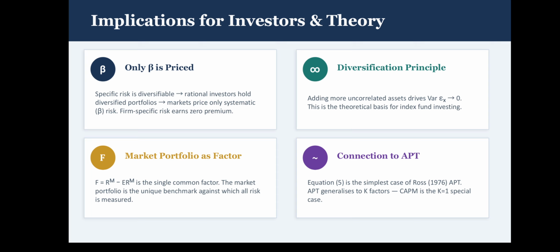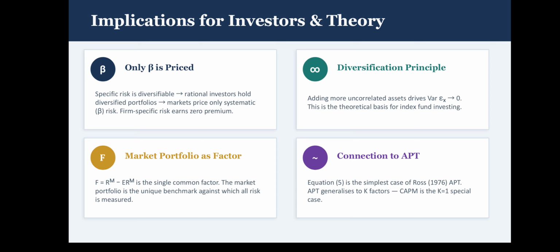Let me wrap up with the four big implications. First, because specific risk is diversifiable and systematic risk is not, rational investors who hold diversified portfolios face only market risk. Consequently, markets only price beta risk. Specific risk earns zero return premium in equilibrium. Second, the diversification result is a theoretical foundation for index fund investing. Adding more assets averages away idiosyncratic shocks.